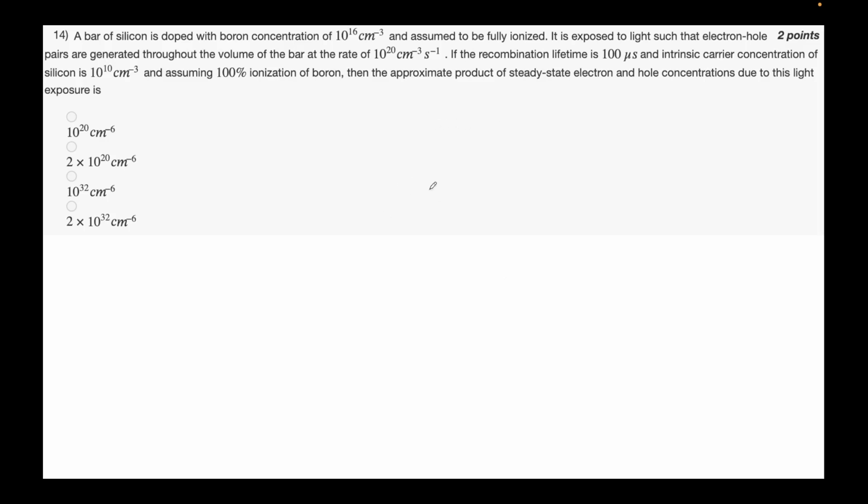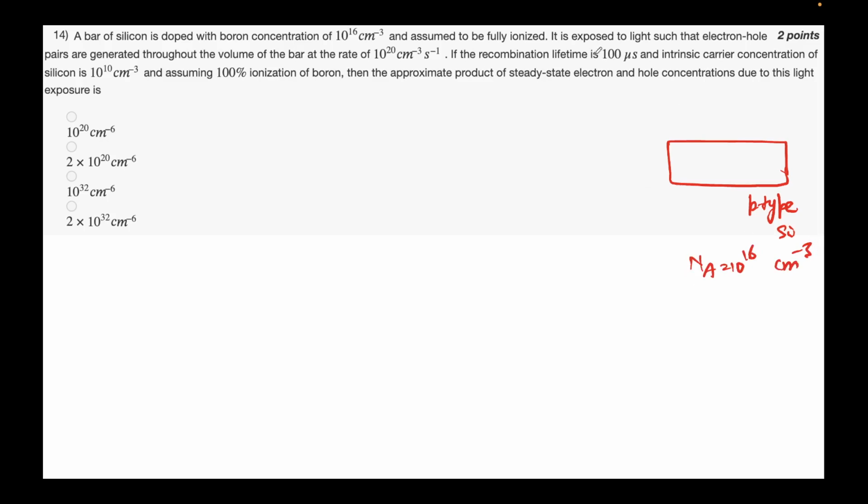So in this problem, we are given a bar of silicon doped with boron. So this is silicon. Boron will mean p-type, because if you recall the periodic table, boron lies to the left of silicon, hence this is p-type silicon, right? And the concentration is given as 10 to the power 16. So N_A I can write as 10 to the power 16. This is p-type, so acceptor type.